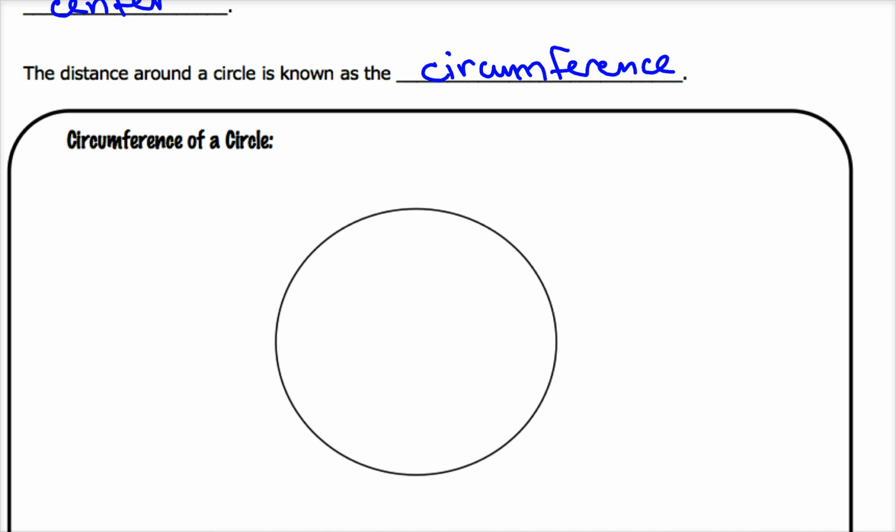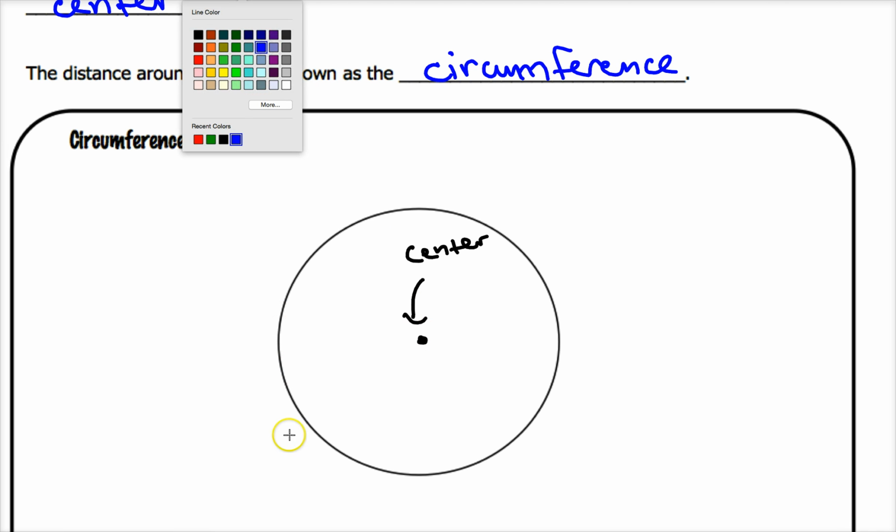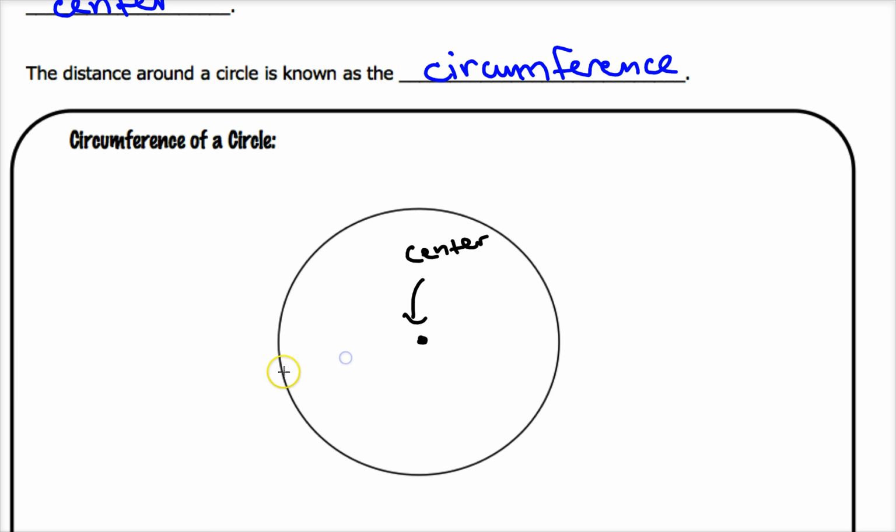So again, here are the basic parts of a circle. Okay, a circle has a center, which is called that for a reason. It's because it's right in the center of the circle. And a circle also has what we call a diameter. And the diameter is just an imaginary line that goes from one point on the circle through the center to another point on the circle. So we might call this imaginary line right here the diameter of the circle.